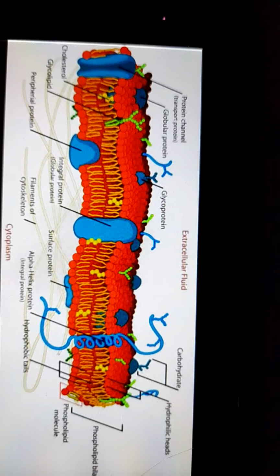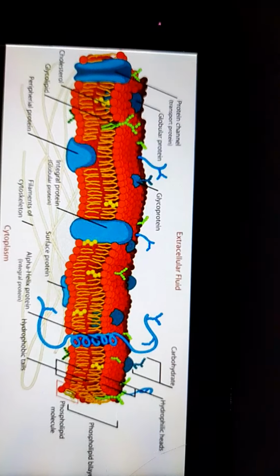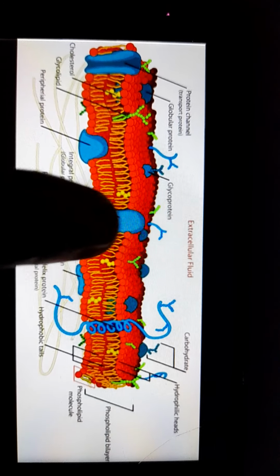Globular proteins are present on the outer and inner margins of these lipids. Depending on the distribution and position, there are extrinsic and intrinsic proteins. The extrinsic proteins are attached to the outer surface of the polar lipid molecules, or head portions of the lipid molecules. The intrinsic proteins are deeply embedded in the bilayered lipid layer.